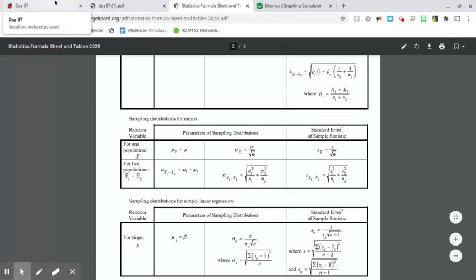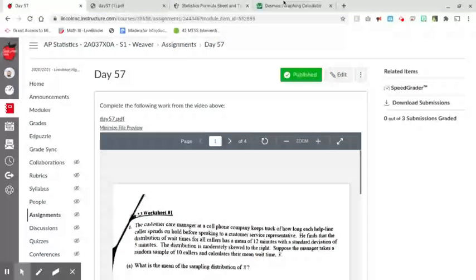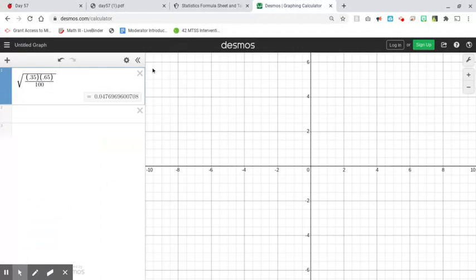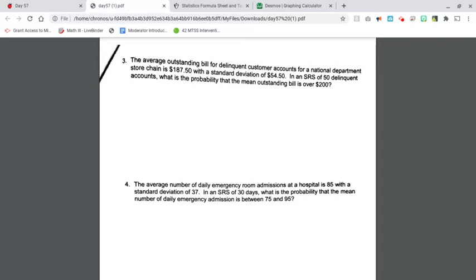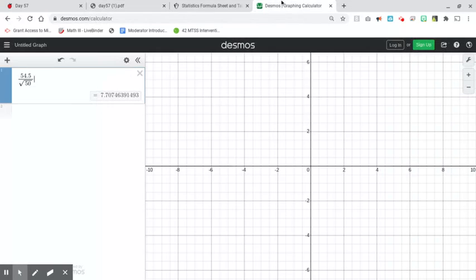So that's why that formula sheet is going to be so important. So the new standard deviation is 54.5 divided by the square root of 50. So we get a standard deviation of 7.71 or 7.707. That's our new standard deviation there. So now we can do normal CDF from 200 to 999 with a mean of 187.5 and a standard deviation now of 7.707.